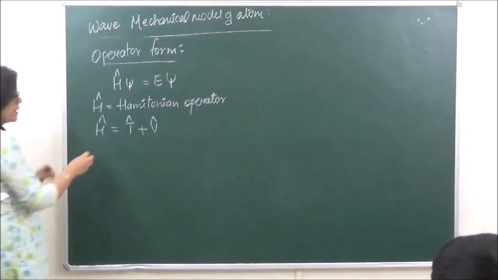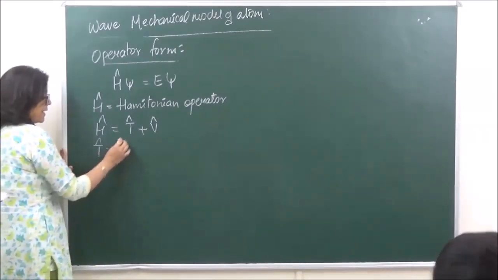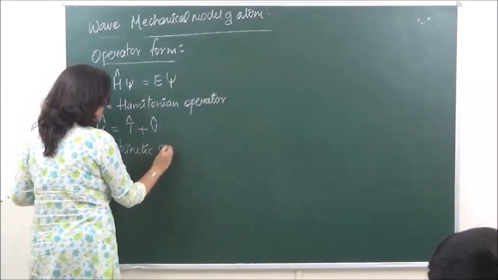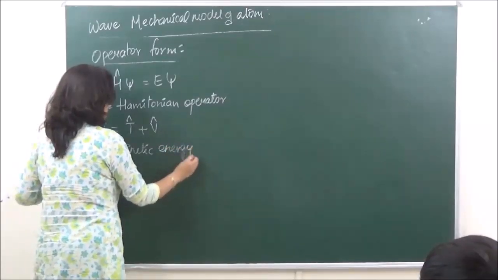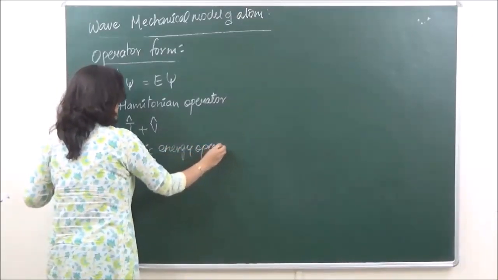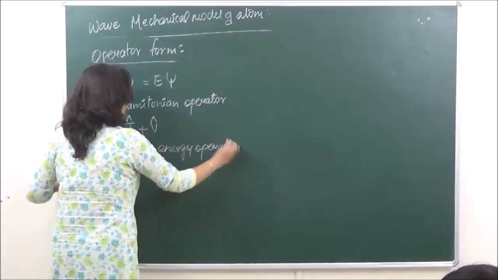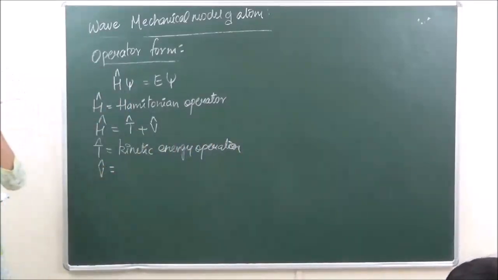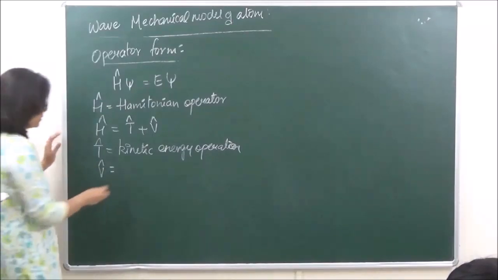The Hamiltonian operator is equal to T plus V. T over here is the kinetic energy operator, and V is the potential energy operator.